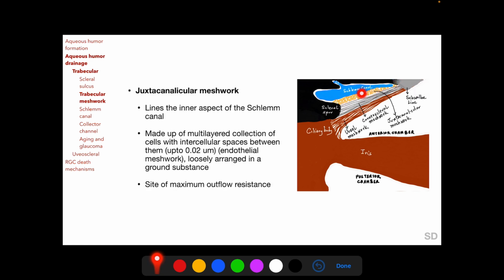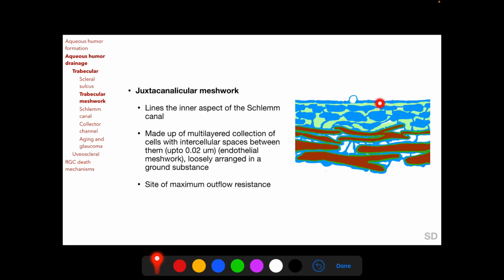The juxtacanalicular meshwork lines the inner aspect of the Schlemm's canal, and there are no trabecular beams here. Instead, the juxtacanalicular meshwork, or the endothelial meshwork, is made up of a multi-layered collection of cells loosely arranged in a ground substance, with the intercellular spaces between these cells not being more than 0.02 microns. And it is very important to remember that the juxtacanalicular meshwork is the site of the maximum outflow resistance.